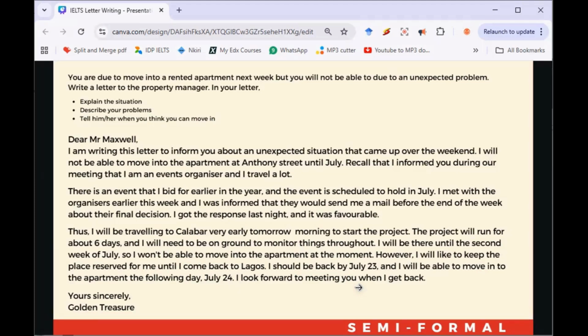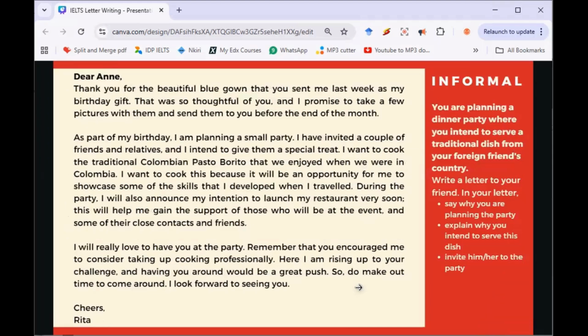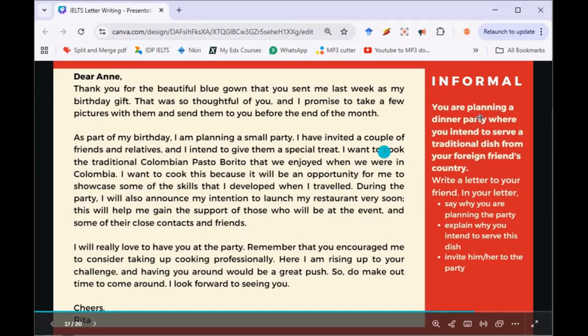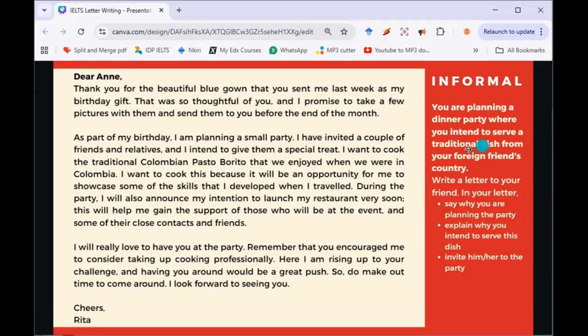Let's look at another example, informal letter. So Rita is writing to Han here. Let's look at the question. You are planning a dinner party where you intend to serve a traditional dish from your foreign friend's country. Write a letter to your friend. In your letter, say why you are planning the party, explain why you intend to serve this dish, invite him or her to the party. So look at the letter, Dear Anne. So it starts with our friend's name, Han. And you see it's capital A.